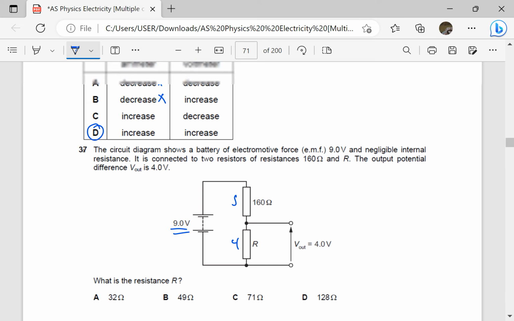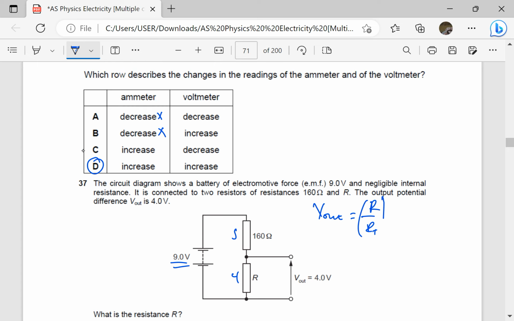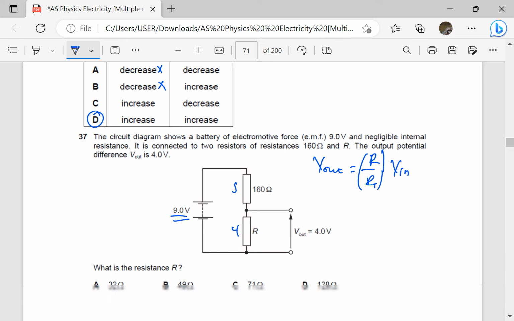So we just use potential dividers. V out is going to be R over R total times V in. Okay, so V out is 4, R is not known, R total will be R plus 160. So this is going to be multiplied by V in, that is times 9. That one is a long method, but still it gives you the answer.